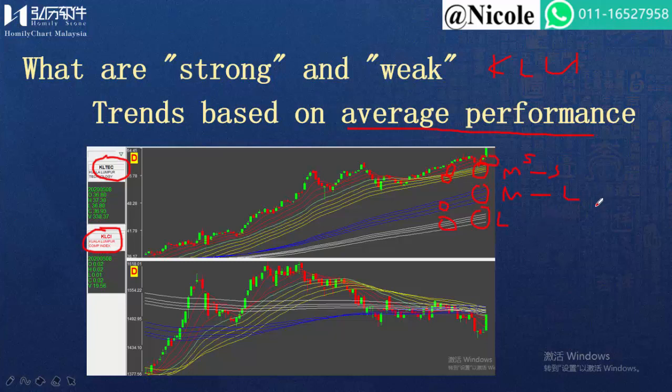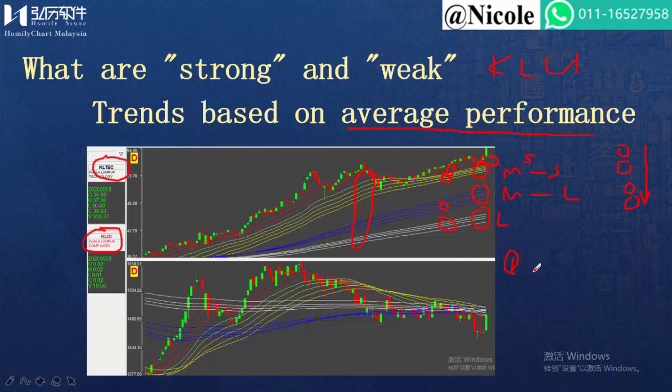But if your share is the contrary, which means the white color is the highest, then the blue color, then the yellow color, and at last the red color, this kind of arrangement we call a bearish arrangement. So this is bullish. Okay, this arrangement is bullish. So if we want to make a comparison between the KLCI and technology, how do we use this indicator?